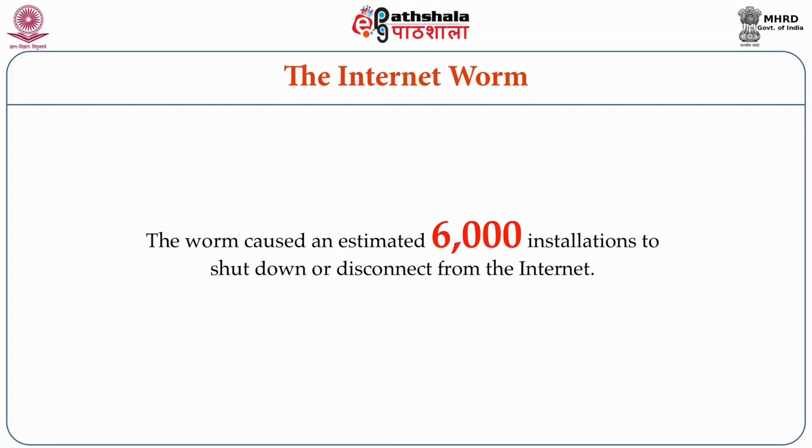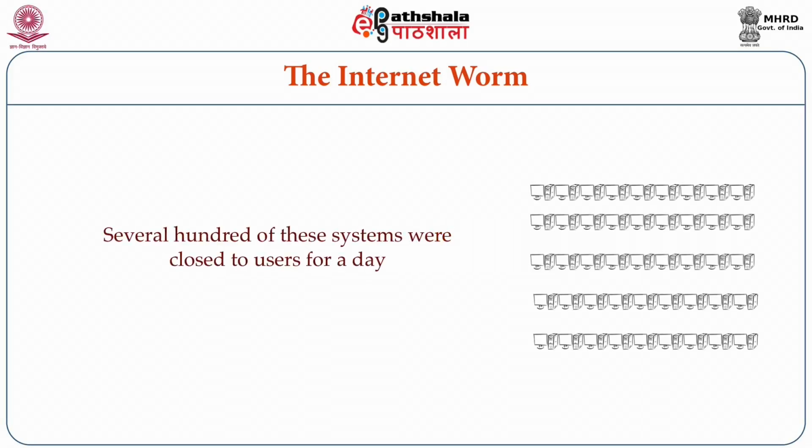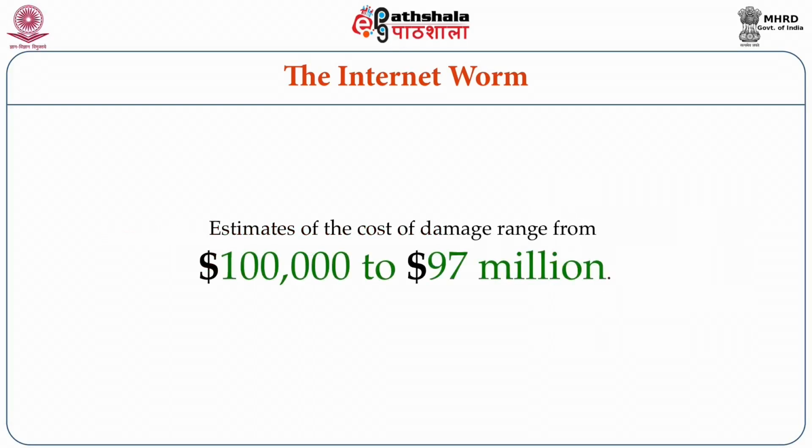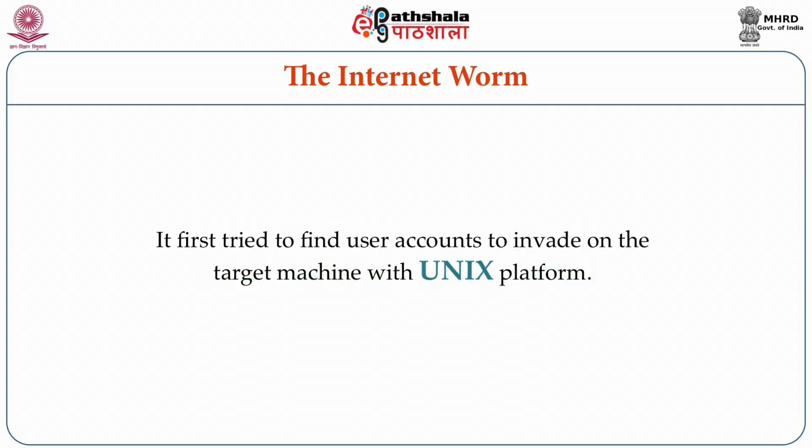The worm caused an estimated 6,000 installations either to shut down or disconnect from the internet. Several hundred of these systems were closed for a day, and the estimated cost of damage ranged from $1 lakh to $97 million. This internet worm first tried to find user accounts to invade on the target machine with Unix platform.